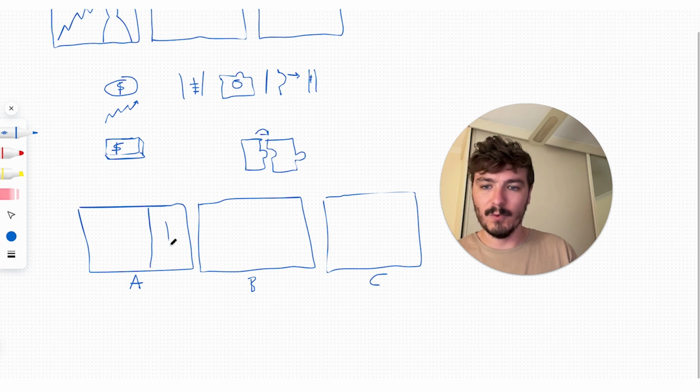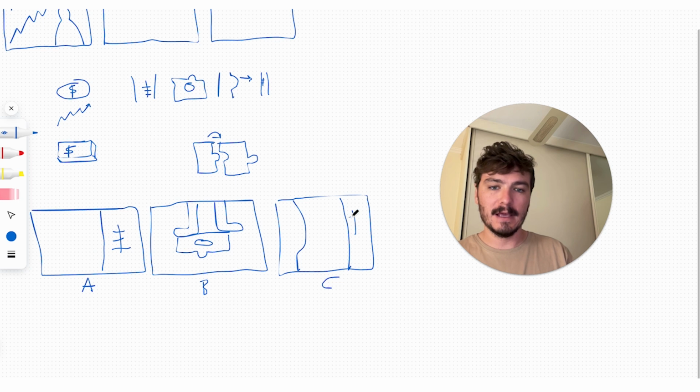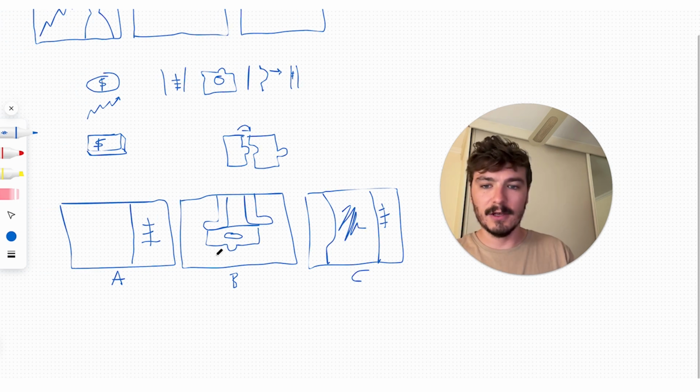So you have number 1, which is a 6-pack. We have number 2, which will be someone standing on scales. So here is someone standing on scales. And then here we have number 3, which is a before and after. And then you could have text here, you could have text here, and you could have text here.